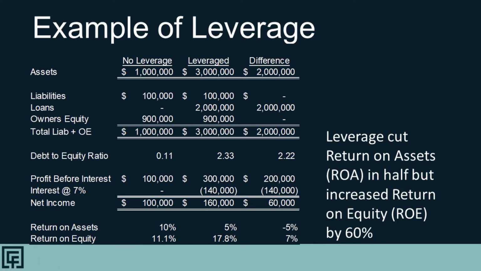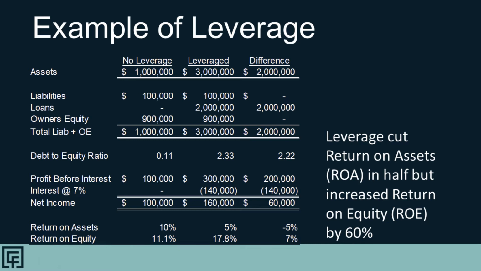Let's look at how leveraging a company magnifies its return on equity. In this example, the company has $1 million in assets. They have a few miscellaneous liabilities like accounts payable, but no business loans. Their debt to equity is a very low 0.11. Their profit is $100,000, so they have a return on assets, or ROA, of 10% and a return on equity, or ROE, of 11.1%.